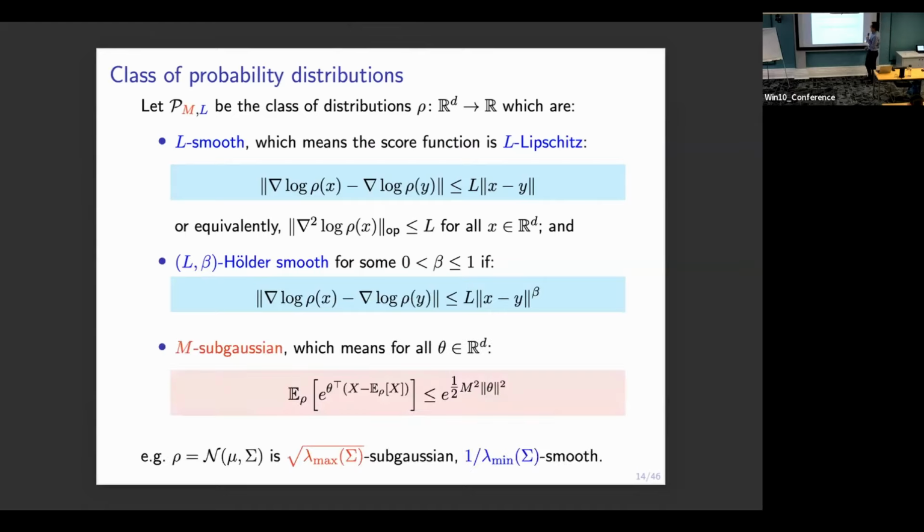And recall that we say rho is subgaussian if this moment generating function is bounded by something that scales quadratically with the vector here. For example, a Gaussian distribution is in this class, where the subgaussian constant scales like the maximum eigenvalue, and the smoothness scales like 1 over the minimum eigenvalue. But this class is much more general, because subgaussianity just imposes tail behavior, basically. So we don't assume convexity or anything like that.